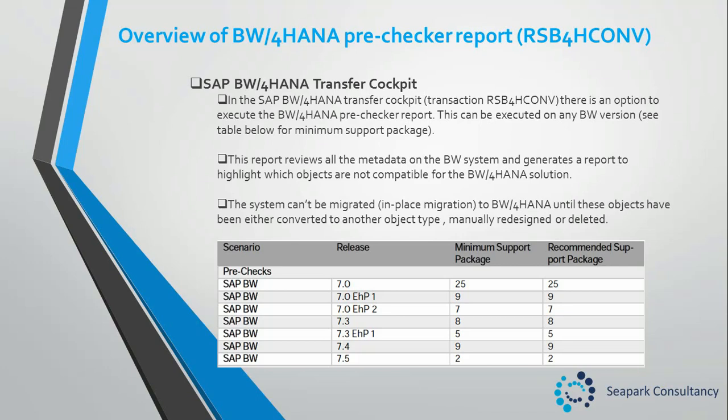This report reviews all the metadata on the BW system and generates a report to highlight which objects are not compatible for the BW for HANA solution. The in-place migration to the BW for HANA solution cannot happen until all these object types have been either converted to another object type, manually redesigned, or deleted.